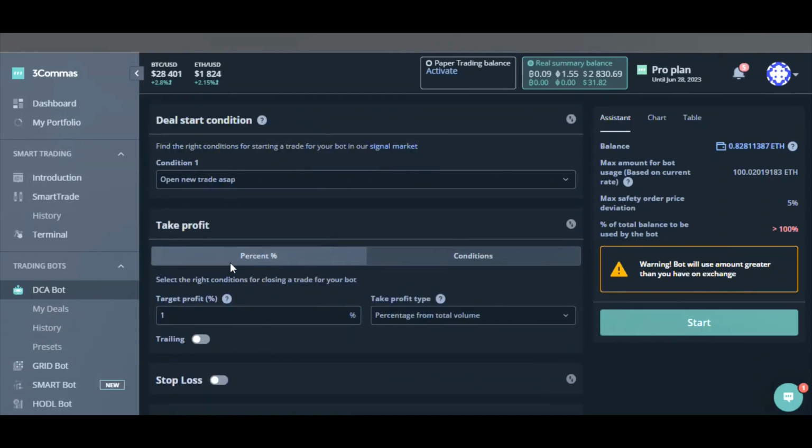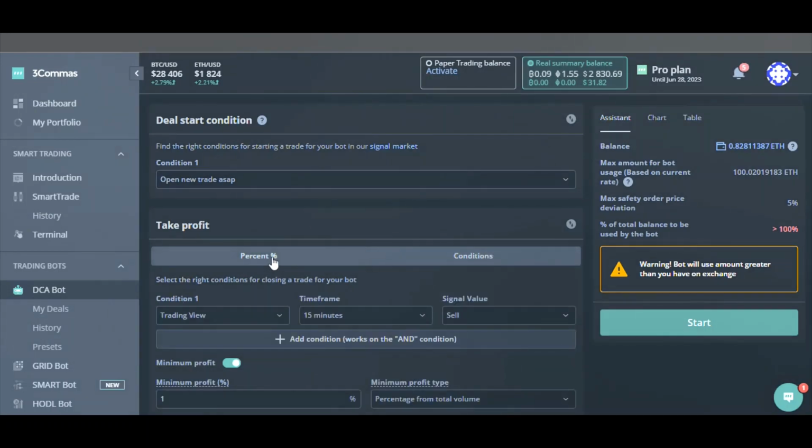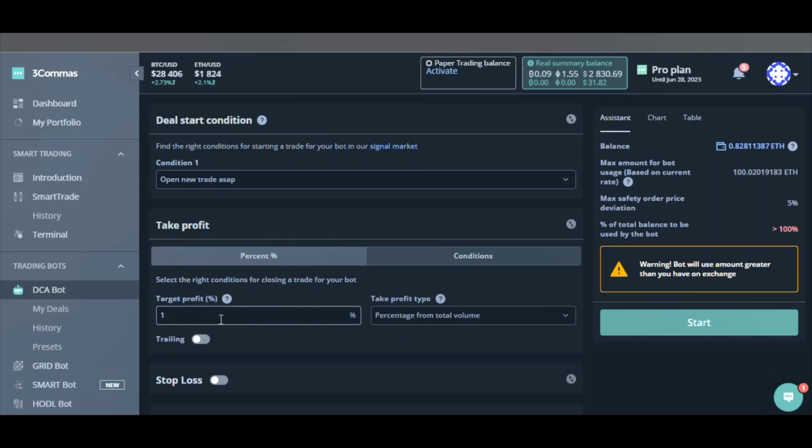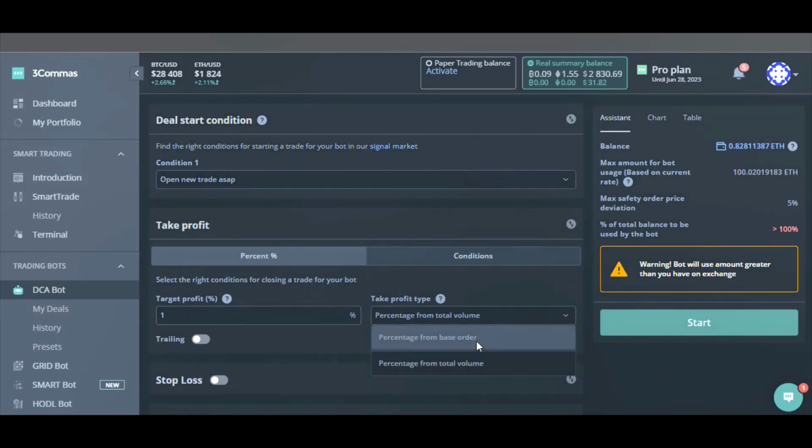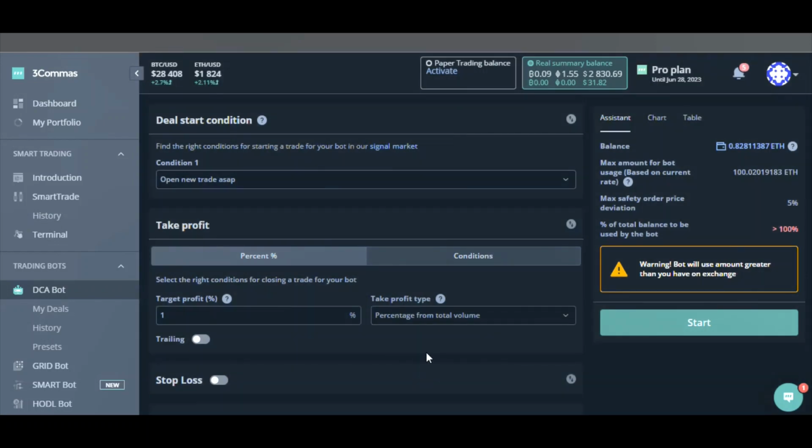And when it comes to take profit, there are two options, either percentage or conditions. So if you prefer percentage, you can type anything you like here. That means when you buy Matic using Ethereum, how much you want the profit in the first trade, right? It can be 1%, 2%, 3%, whatever you can put here. For the moment, I just put 1% because I want to exit the trade as soon as possible once the first trade is triggered, right? So take profit type, you can keep base percentage from the base order, or if not, percentage from the total volume. So percentage from the total volume means this bot is going to buy as the price of Matic goes down, right? So it keeps on buying until you make the profit 1%, right?